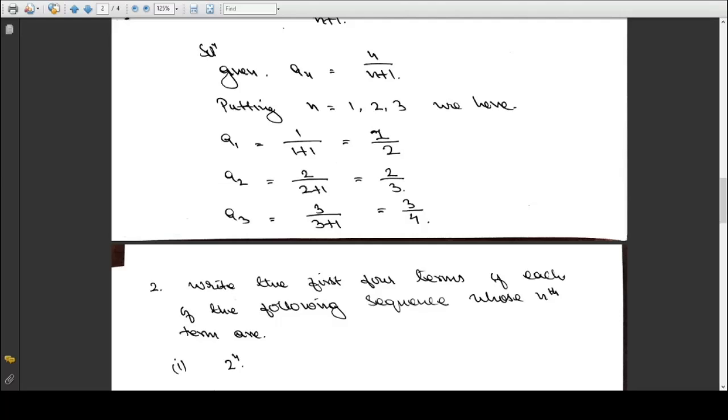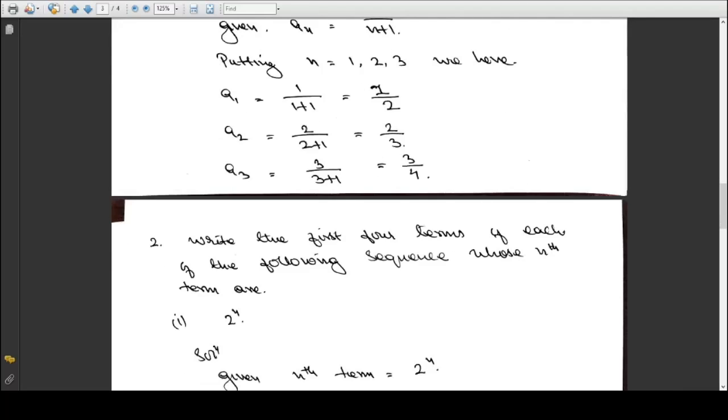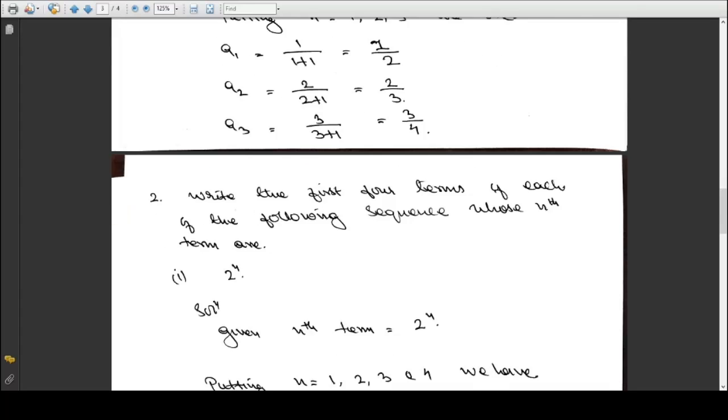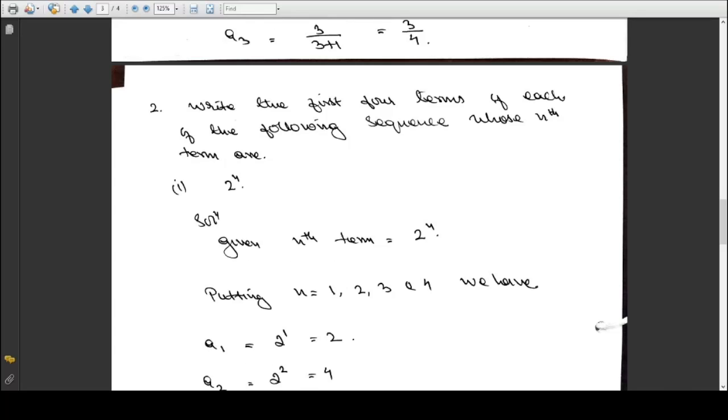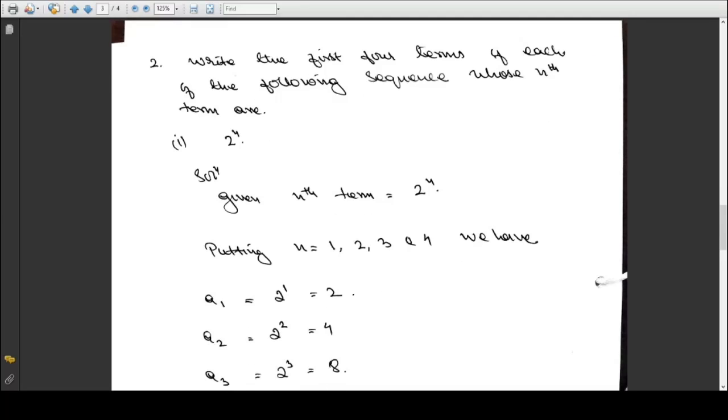Write the first 4 terms of each of the following sequences whose nth terms are given. The first one is 2 to the power n. Same thing here: the nth term is 2 to the power n, putting the value of n to be 1, 2, 3, and 4, because we need only 4 terms. Then a1 will be 2 power 1, that is 2. a2 will be 2 power 2, that is 4. a3 will be 2 power 3.